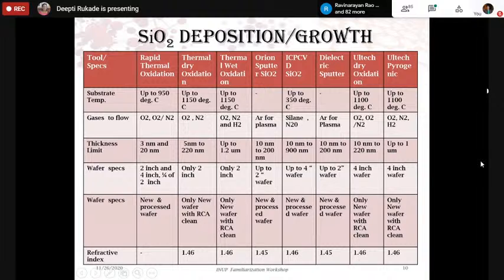So as you can see here, I have specifically mentioned Ultec dry oxidation furnaces. Ultec furnaces have 4-inch wafer capabilities, whereas what we have discussed in the earlier slide was only 2-inch wafer capabilities.